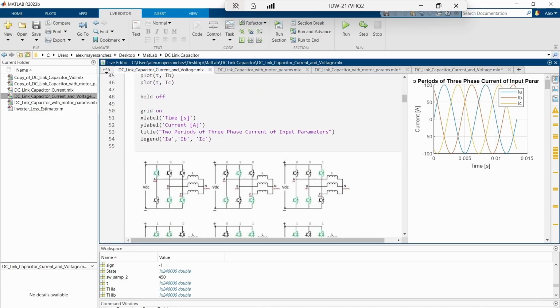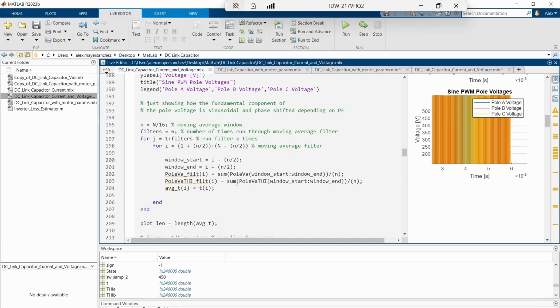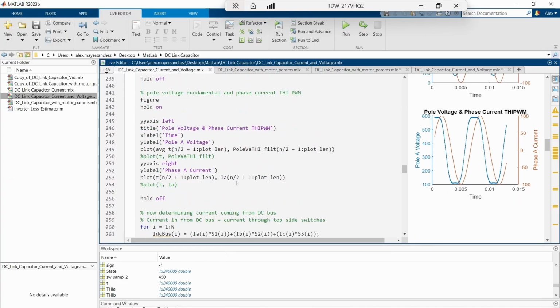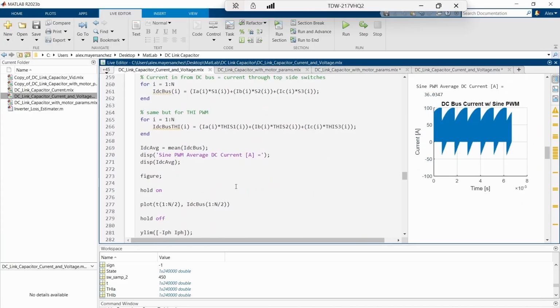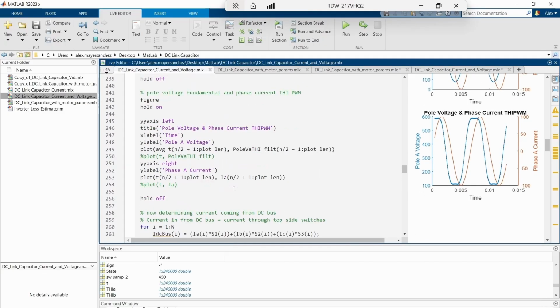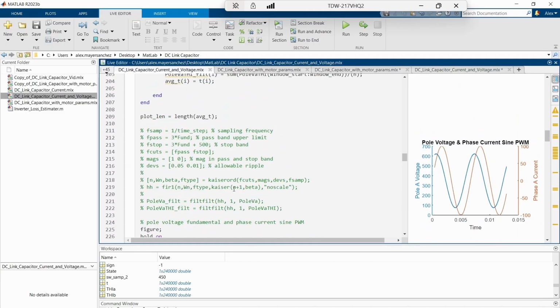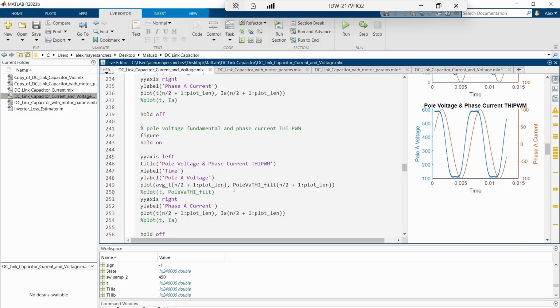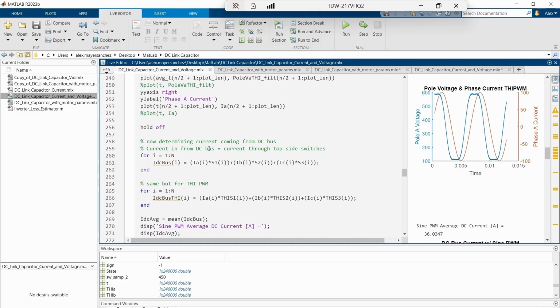when the high side switch is on, the current in that phase is the current coming from the DC bus. So the current coming from the DC bus is the combination of the current in all the high side switches, basically. So how do we take our arrays and turn it into the DC link current? Here, now determining current coming from DC bus. Current in from DC bus equals current through top side switches.